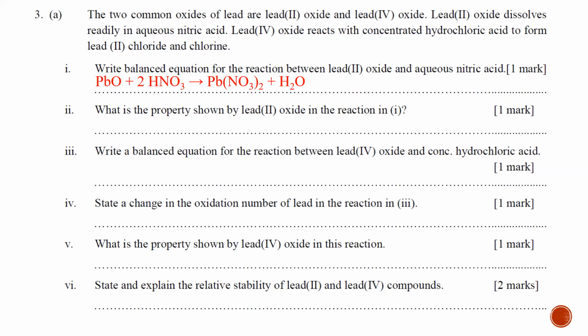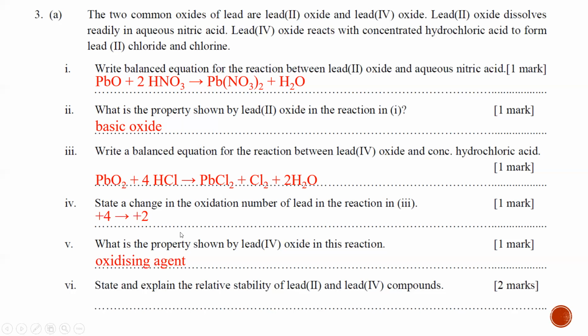Okay, number 2, what is the property shown by the lead-2 oxide in this case? In this case, lead-2 oxide acts as a proton acceptor, therefore a Bronsted-Lowry base. Number 3, write a balanced equation for the reaction between lead-4 oxide and concentrated hydrochloric acid. So you have PbO2 plus 4HCl gives PbCl2 plus Cl2 plus 2H2O. In this case, state the oxidation change of lead in this reaction. It changes from +4 to +2. And what is the property shown by lead-4 oxide in this reaction? Lead-4 oxide is an oxidizing agent, because it is reduced to the +2 oxidation state.